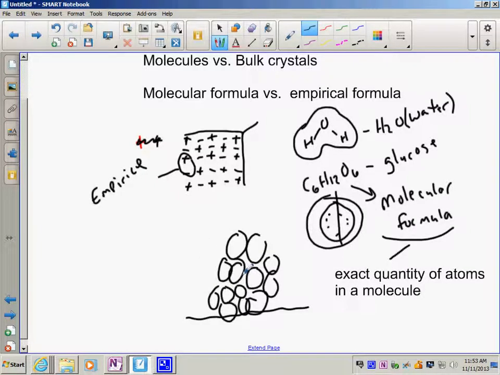Very different phenomenon versus salt. I could break this in half, and of course it's going to form a jaggedy little line here. It's not going to form a straight line like it would along these, but again, you've got to understand how it looks on a molecular level.